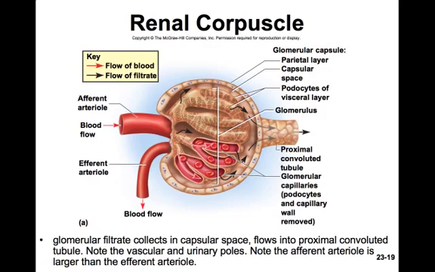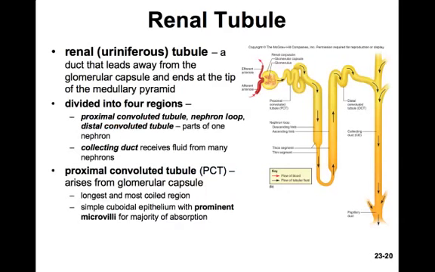When we take a closer look at this capsule, we can see the glomerulus in the center and the capsule, Bowman's capsule, around the outside. The glomerular filtrate, after passing the podocytes, collects in this capsular space and then follows this proximal convoluted tubule. You'll notice that the afferent arteriole is much larger than the efferent arteriole that carries blood away. The reason for this will become clear as we progress.